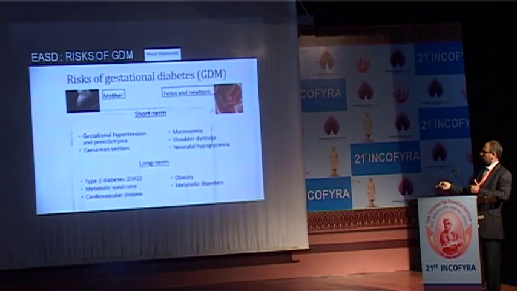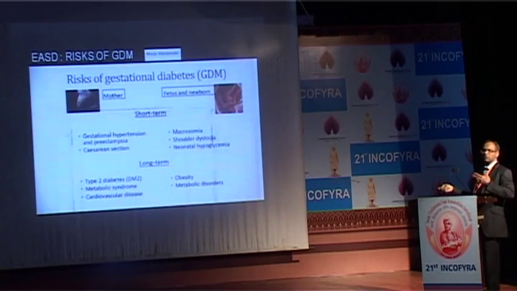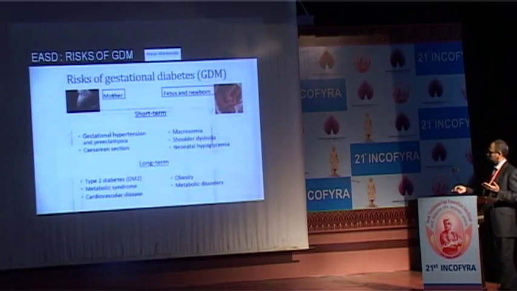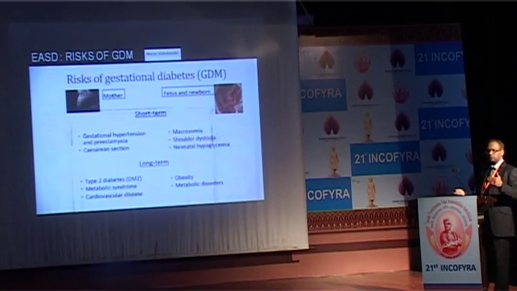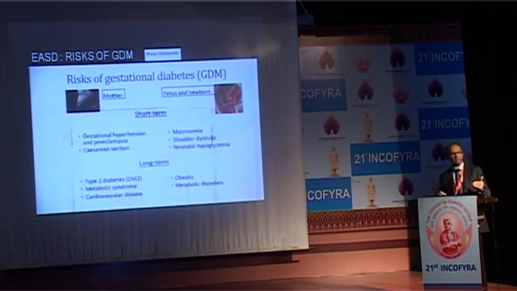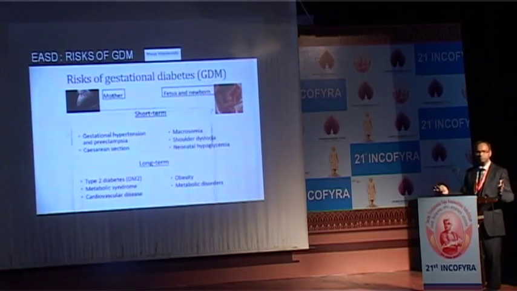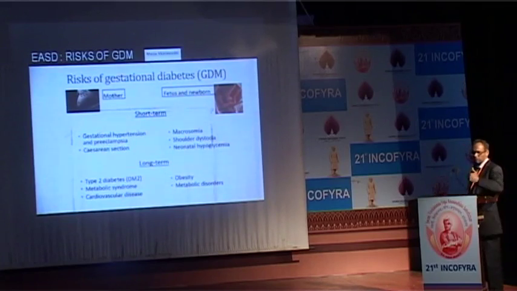As I said, short-term complications are pre-eclampsia, eclampsia, need for cesarean section, macrosomia, and maternal injuries because of problems during delivery. And long-term is for the baby. There is increased risk of diabetes in the baby and also in the mother. Anybody who has had gestational diabetes, there is about 50 to 55% chance that that woman will develop full-blown diabetes within 10 years of time if they are not careful. Next one.